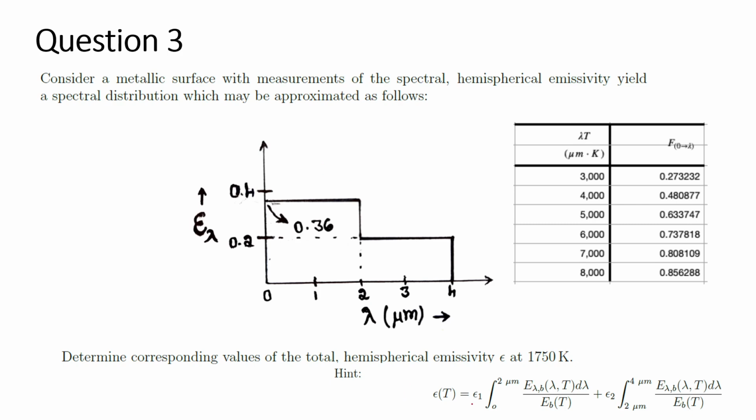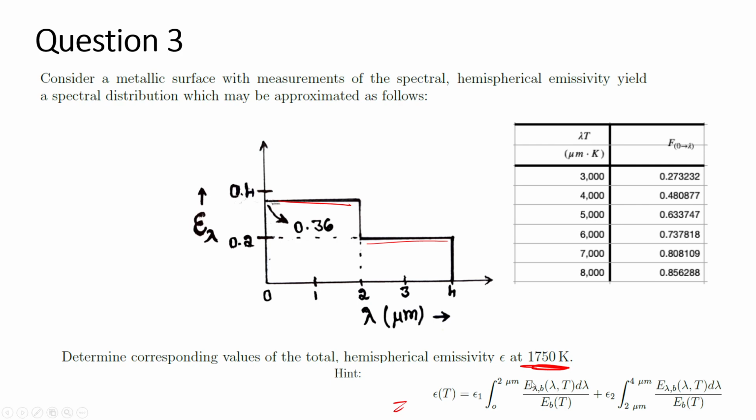Then we have been given a hint which states that for this given spectral distribution we can just break it into two parts. In the first part the emissivity is 0.36, in the second part the emissivity is around 0.2. So we can break the spectral distribution into two parts, from 0 to 2 micrometer and then 2 micrometer to 4 micrometer, and use this formula to find the total hemispherical emissivity. Using all this information, we have to find the total hemispherical emissivity at 1750 Kelvin. That is what we have been asked to find.